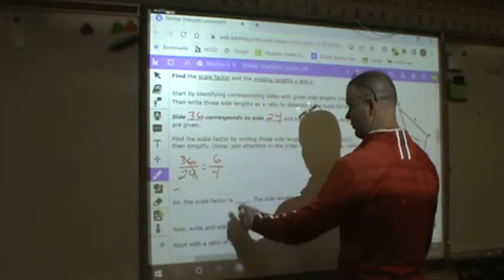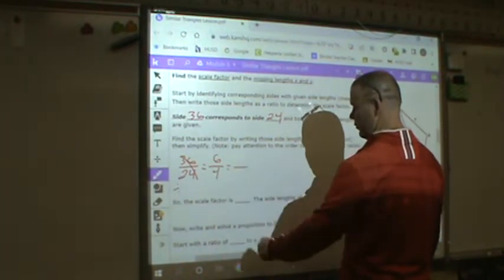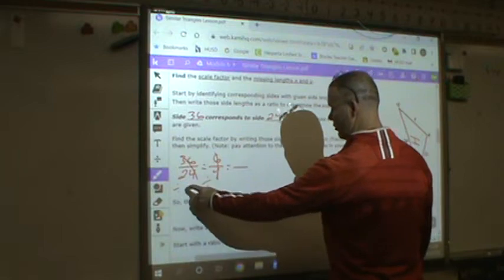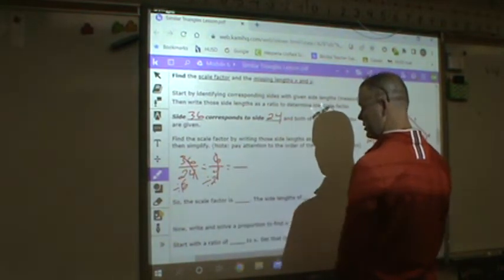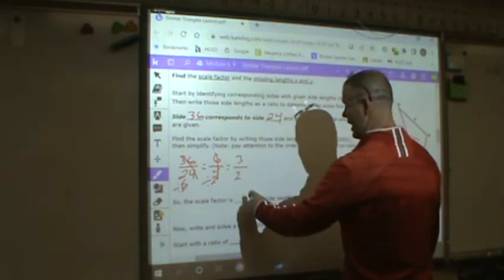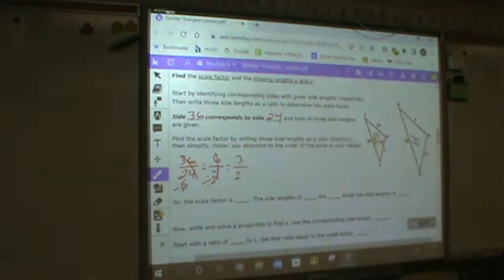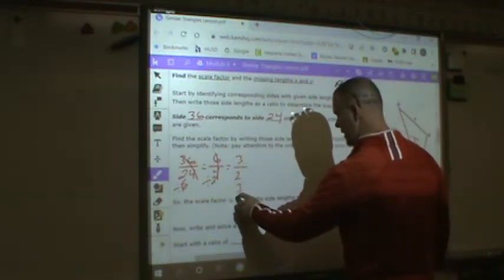12 will go into both. Why? Because I can reduce 4 over 6. So divide by 2 again. So I divided by 6, divide by 2. You could have skipped a step. So that's 3 halves. So the ratio, the scale factor, is 3 halves. All right. So the scale factor is 3 halves.